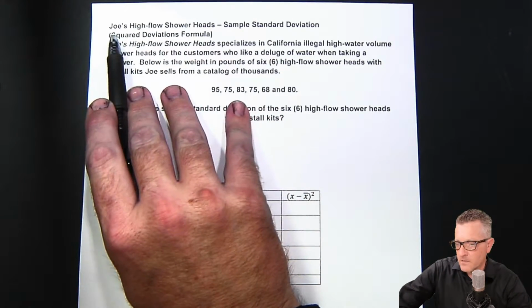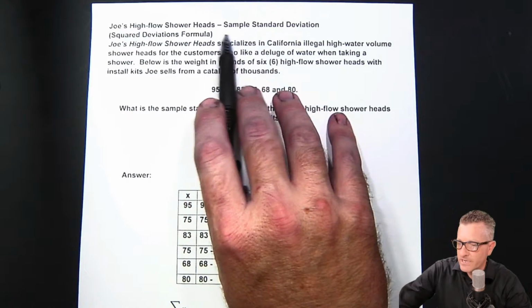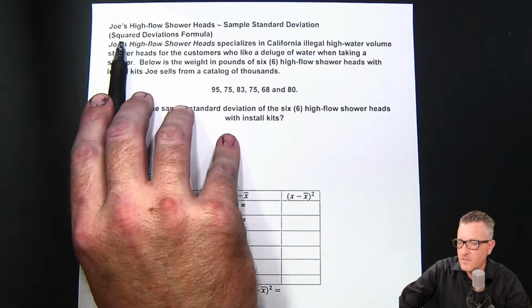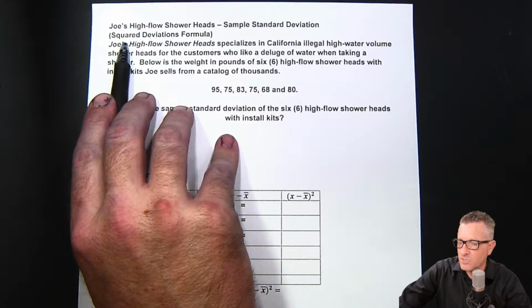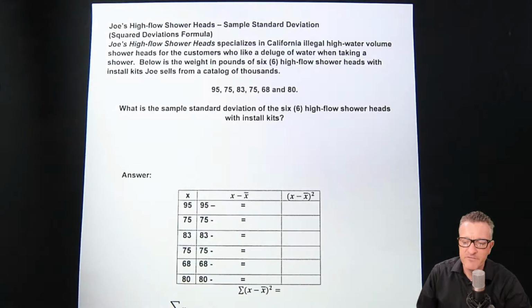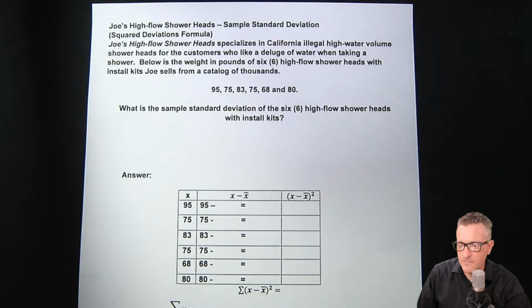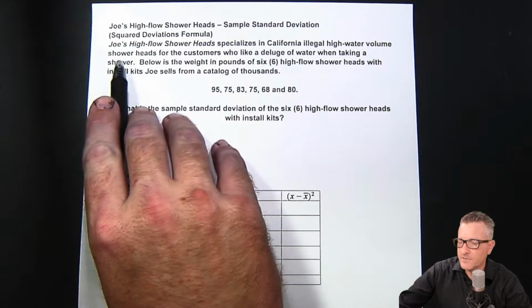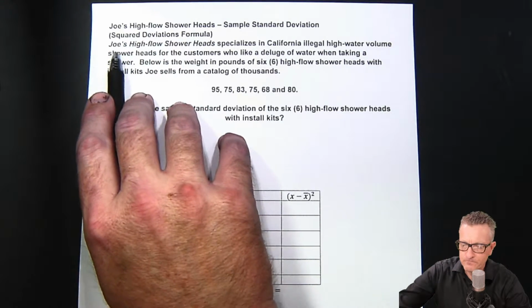Okay, Joe's high flow shower heads sample standard deviation. This is the name of the problem. So I'm going to be using the squared deviations formula, and there's two different types. They both come to the same answers. It's just a matter of what steps you do your work in.